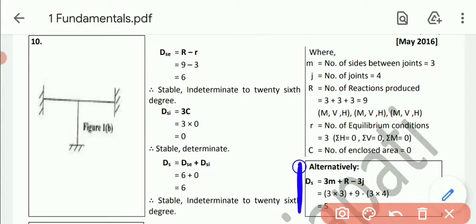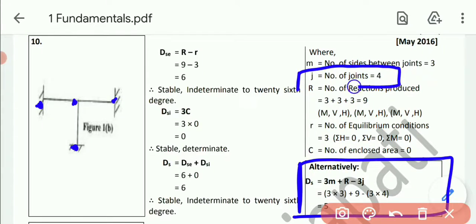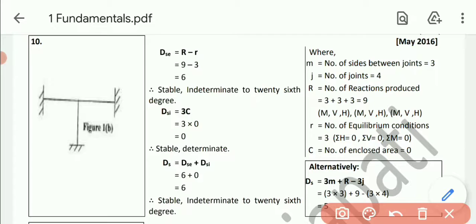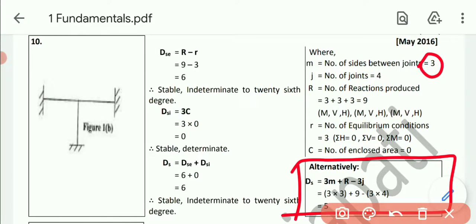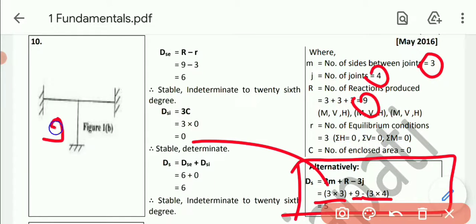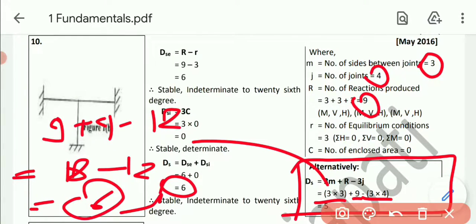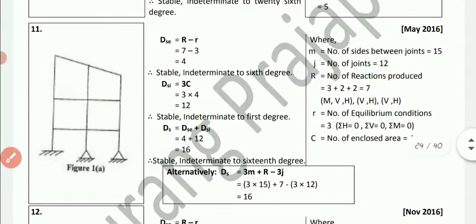Okay. Then for the alternate formula, I will need the value of J and M. J is the number of joints: 1, 2, 3, 4. M is the number of sides between the joints: 1, 2, 3. So let's put these values in this equation: 3 times M, that is 3, plus capital R, that is 9, minus 3 times J, that is 3 times 4. Simplification: 3 into 3 is 9, plus 9, minus 3 into 4, that is 12. So 18 minus 12, answer comes 6, that is this one. Clear? Now moving forward, example number 11.